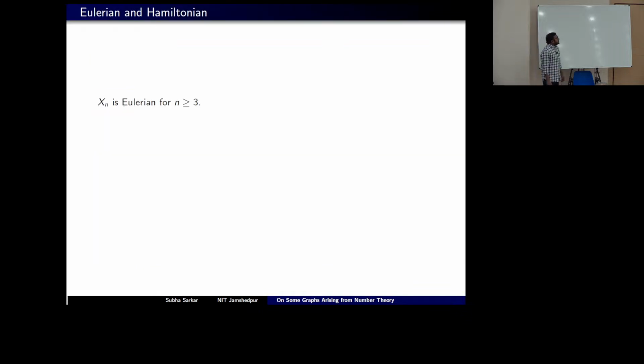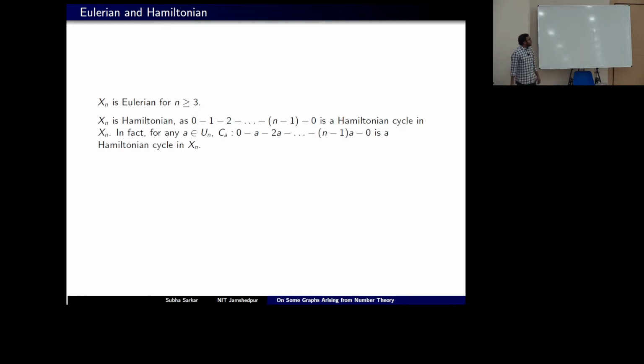And also we have some Hamiltonian and Eulerian properties of that graph. So Xn is Eulerian because we have seen the degree of every vertex is equal to phi of n, which is even if we take n bigger than or equal to 3. So every Xn is Eulerian, and it is also Hamiltonian because we have this Hamiltonian cycle starting from 0 ending at 0.